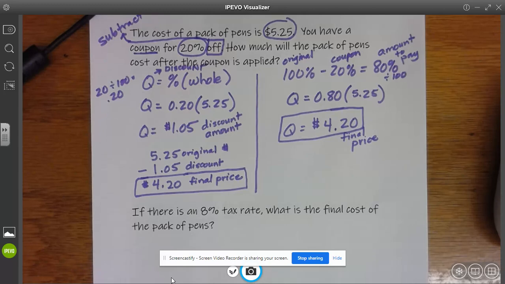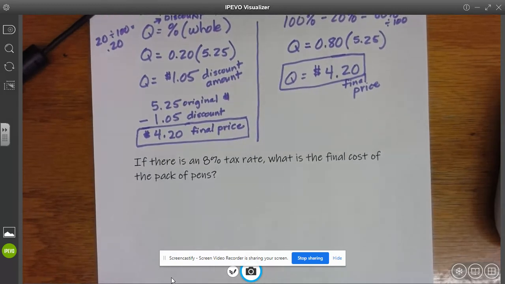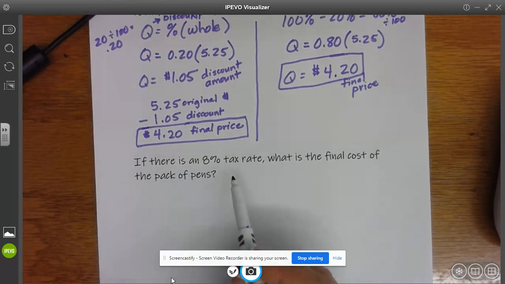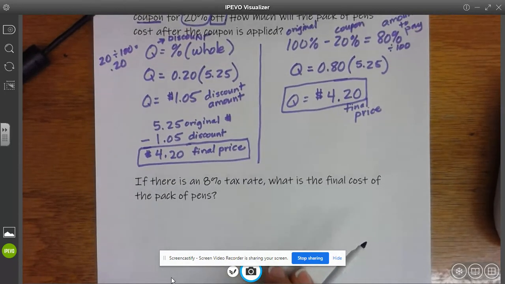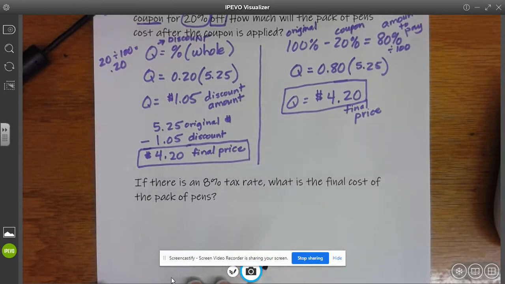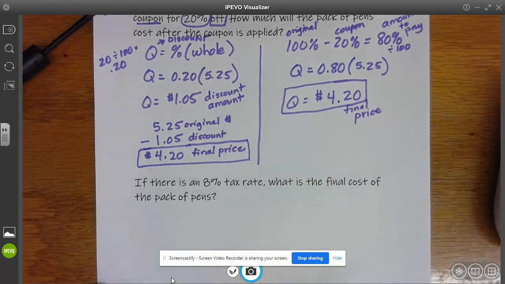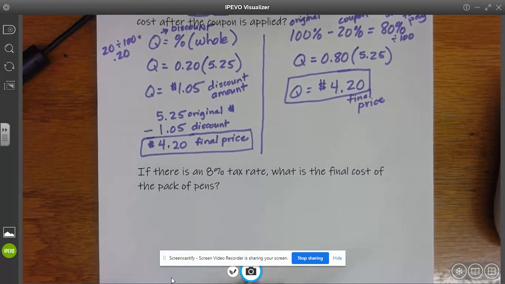All right, so you know we don't just bring the items up to the cash register and pay for them. They add tax. So let's look at what it says here. If there is an 8% tax rate, what is the final cost of the pack of pens? So we found the final price with the discount. Now we're going to find the final price with the tax.